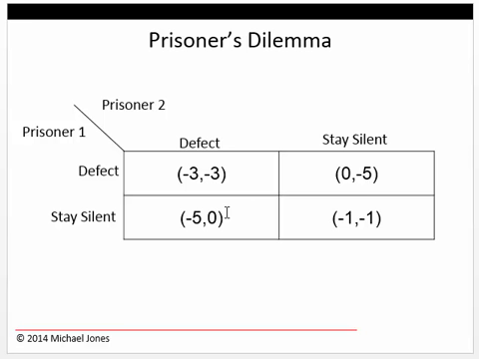And I can see here at the bottom of the matrix that if prisoner 1 stays silent and prisoner 2 defects, then prisoner 1 in fact goes to jail for 5 years and prisoner 2 gets to walk away. Now in the last cell of the matrix, I can see that if both prisoners are silent, then each one goes to jail for only 1 year.